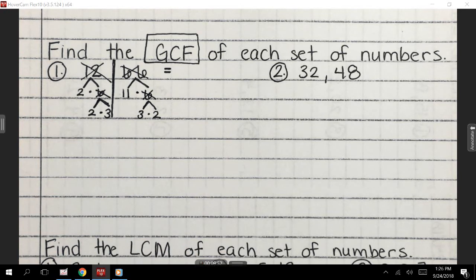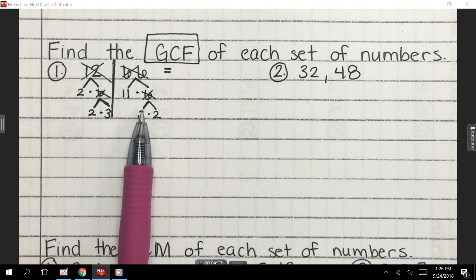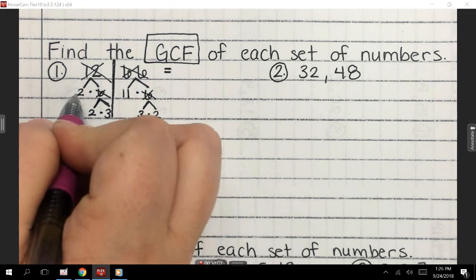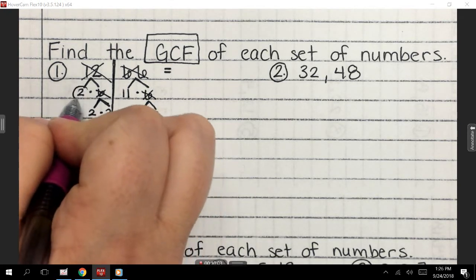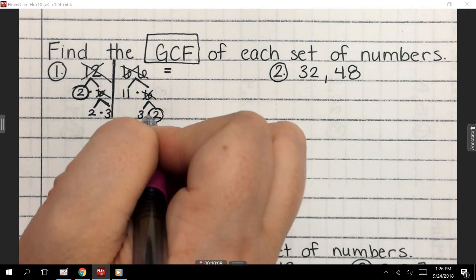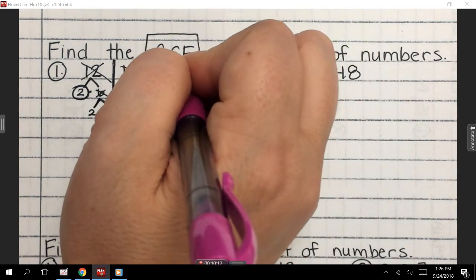Okay, let me rephrase my question. What number is on the 12 side and what number was left on the 66 side? Davis, just one. 2. So does everyone see how I have a 2? And I can use this 2. How I have a 2 on this side, and y'all see my 2 on the other side? Yes. Which means that's got to be a part of my answer. So I'm going to put a 2 up here.